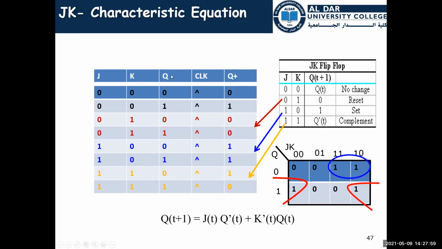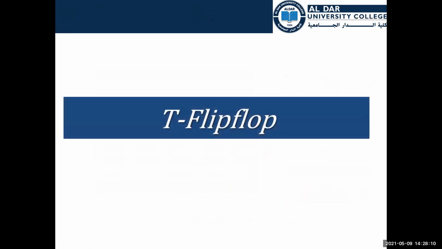So the inputs and the current state, and you can drive the next state. Okay, and this is the way to derive the JK characteristic equation. What about the T flip-flop? Actually, all these types of flip-flop, D flip-flop, T flip-flop, and JK flip-flop, we are going to use them to make shift registers and counters in the next lectures, inshallah. So this is the T flip-flop.